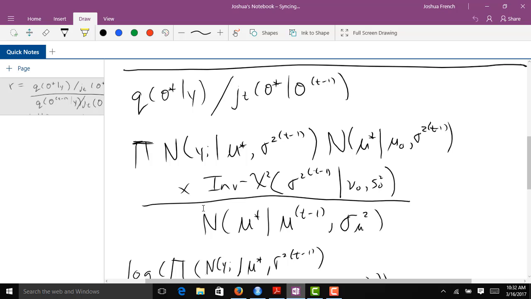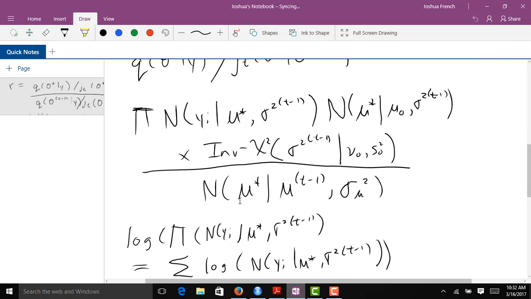And now I need to divide that by a density related to my jump distribution. In this case, it's the jump distribution for mu. If you remember, the jump distribution for mu star was normal with a mean of mu t minus 1, the value that I obtained in the previous iteration of my chain, and sigma mu squared, which I set to be 0.2 squared, I believe. And so I want to evaluate that normal density at mu star, the most recently sampled value of mu, conditional on that normal distribution having a mean equal to mu of t minus 1, the value of mu selected in the previous iteration of my chain, and sigma mu squared, the variance parameter for that jump distribution.